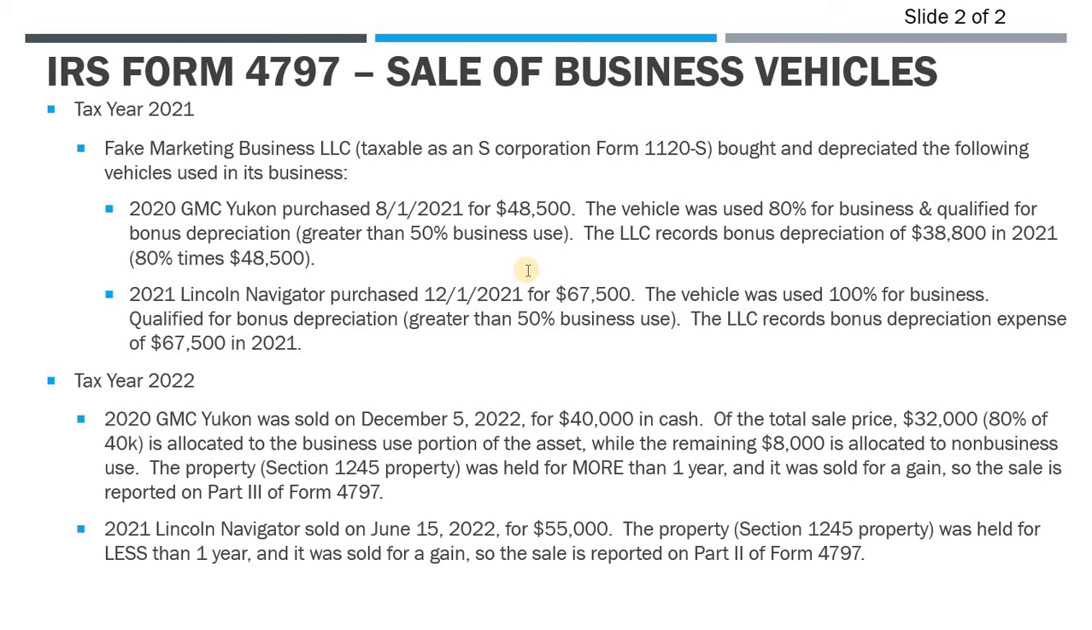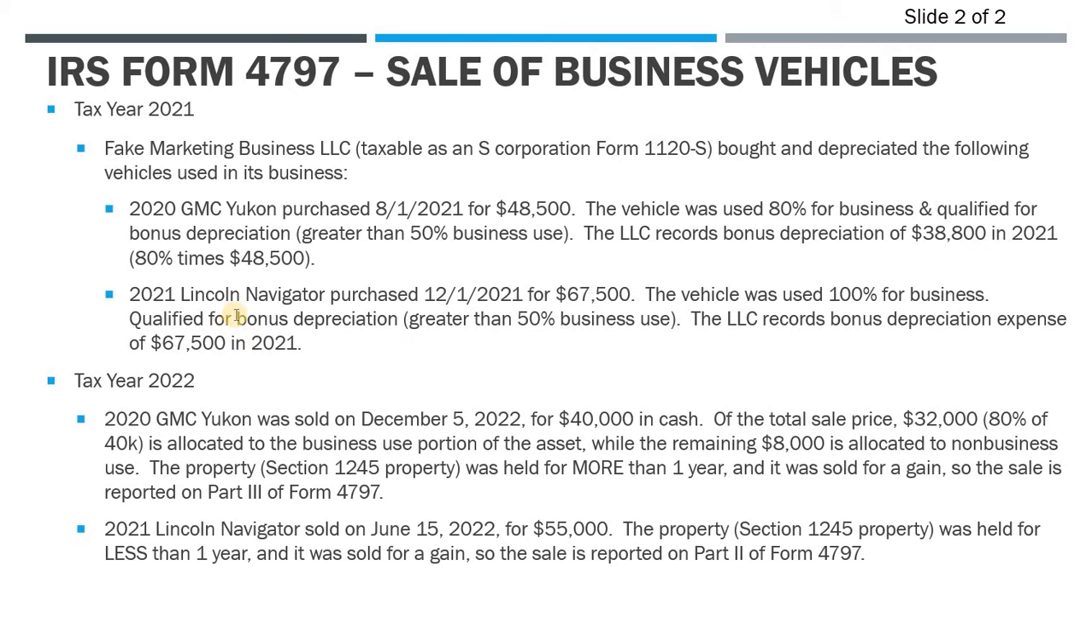And then over the course of the year, they determined based on the mileage that the vehicle was used 80% for business, right? So 80% is greater than 50, so it qualifies for the bonus depreciation, but you don't get to bonus out the entire cost. We can't deduct the full $48,500, but we can take 100% bonus depreciation on the piece that is business use. So what we did was 80% times $48,500 is $38,800. So we took bonus depreciation on that $38,800 amount.